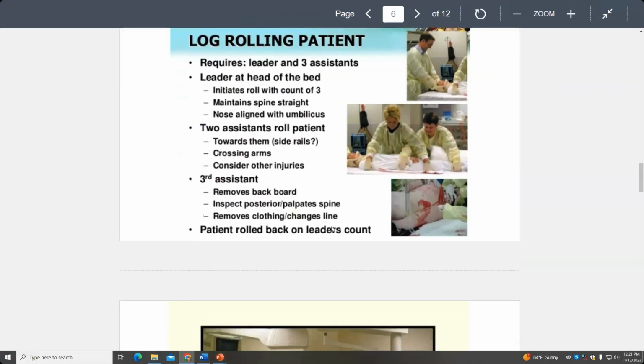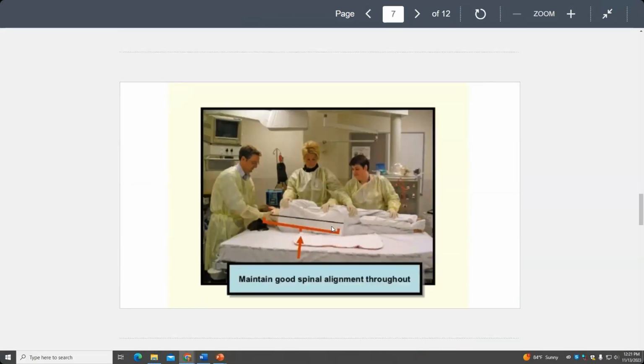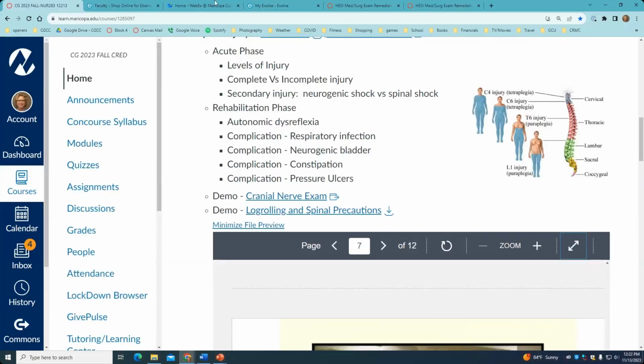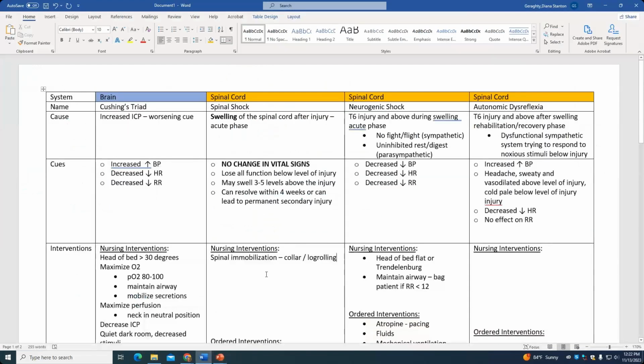Before we used to do disaster day, we would have everybody practice it. What I would probably do is bring a mannequin in someday, for next week when we're doing the ER stuff, we will probably be practicing a little bit of that. But log rolling is one of your key nursing interventions for keeping that spinal shock from getting too big. So we are going to do spinal immobilization with a collar and log rolling.